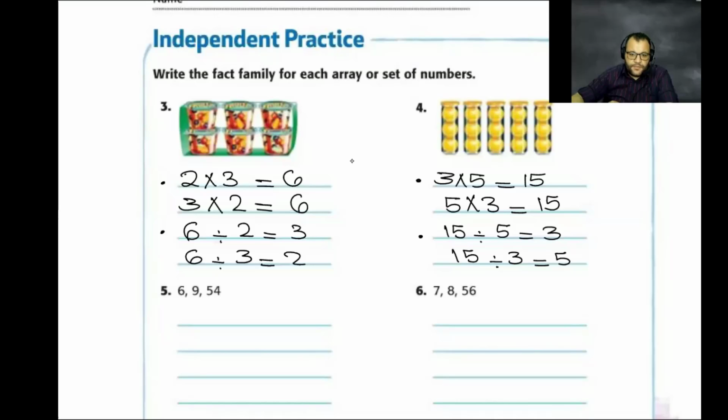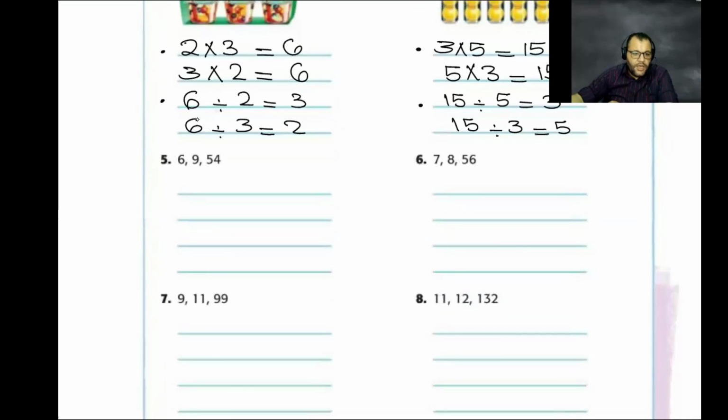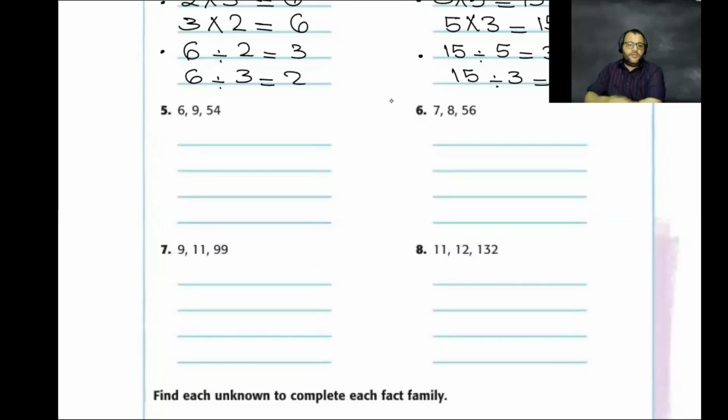So we have here Ahmed Raza. The 3 numbers that we have are 6, 9, and 54. We need to write the fact family for 6, 9, and 54.